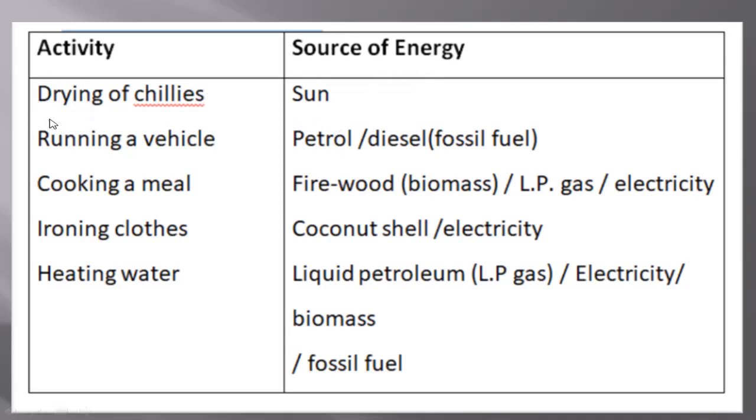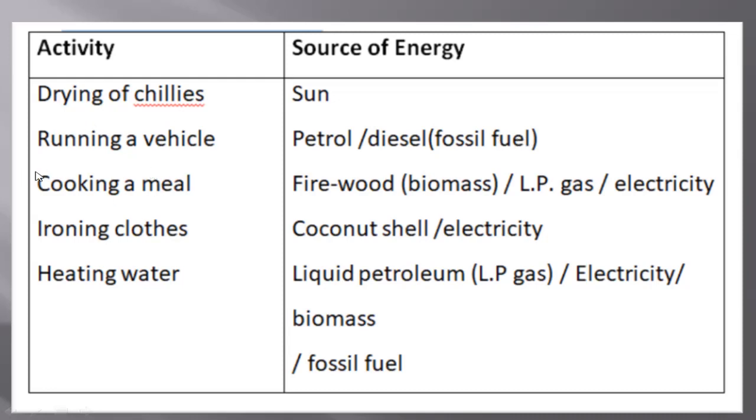One of them is drying of chilies. The energy source used for drying chilies is the sun. Next one is running a vehicle. The energy used for running a vehicle is petrol, diesel. It means fossil fuels. Petrol and diesel are commonly known as fossil fuels.